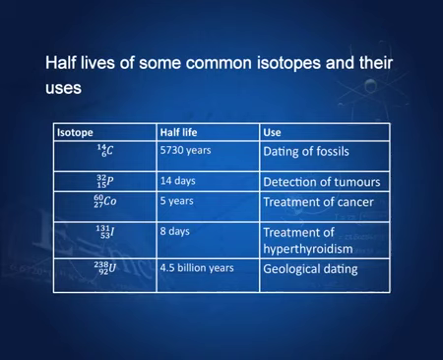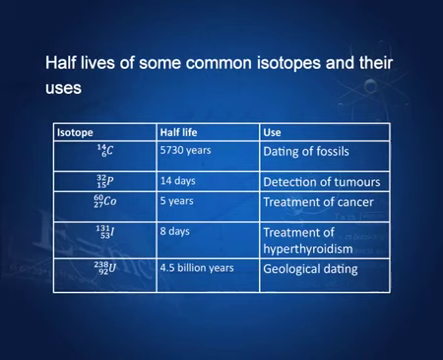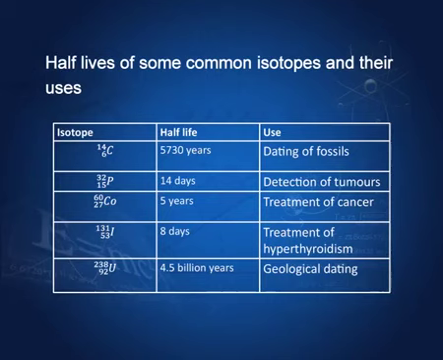Carbon 14 has a half life of 5730 years, and this is a very important isotope. This is used for dating of fossils. Fossils are long dead organisms, and they are buried inside the earth, and they become fossils. And if we discover one, we have to find how old this fossil is, and there we use carbon 14 dating.